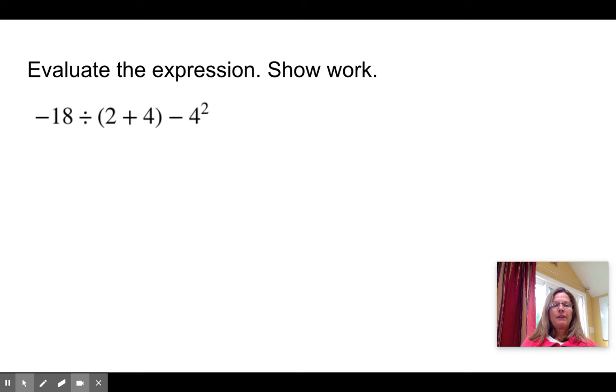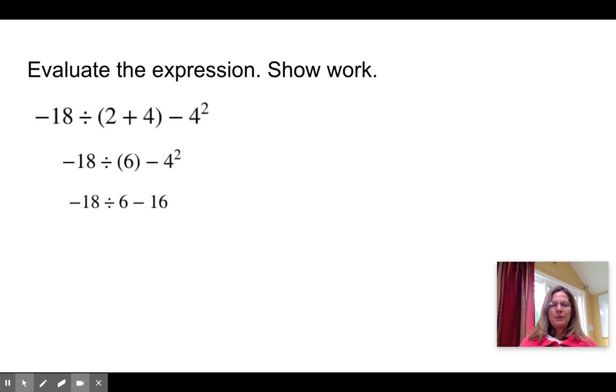Well, when there are parentheses or grouping symbols, we're going to handle those first. So 2 plus 4 being 6. Notice I copied everything down from the previous line of work, and I've just replaced 2 plus 4 with its answer. Now, between subtraction, division, and exponents, exponents should be done next. 4 to the second power means 4 times 4. That's 16.